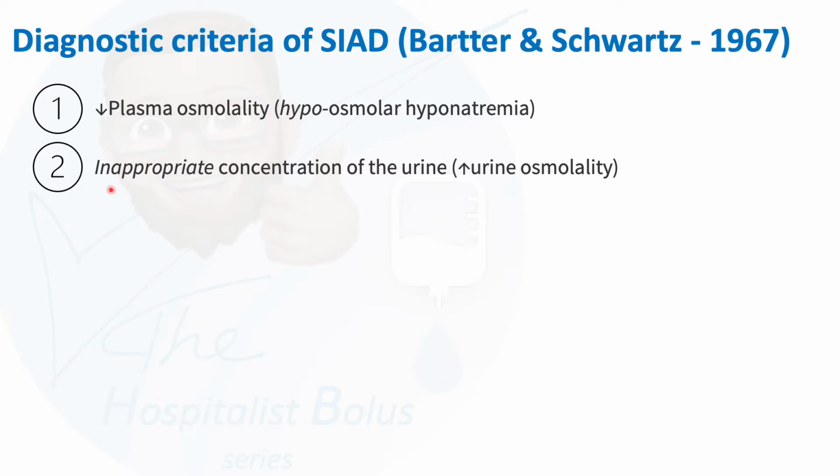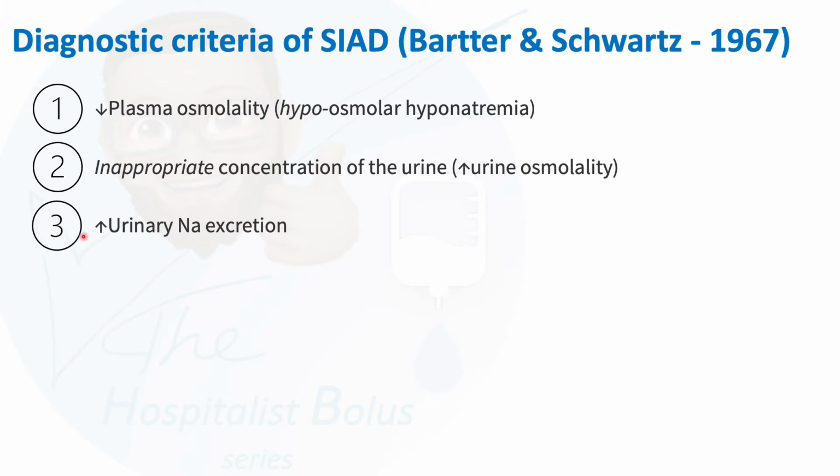So if that's not the case, this is an inappropriate response. We talked about the triggers of ADH. We talked about hyperosmolality being a potent stimulator for ADH synthesis and secretion, because ADH will cause water retention to dilute the osmolality. But if the plasma osmolality is low and there's still increased ADH, this is inappropriate. So that's why it's called inappropriate SIADH, or inappropriate secretion of ADH.